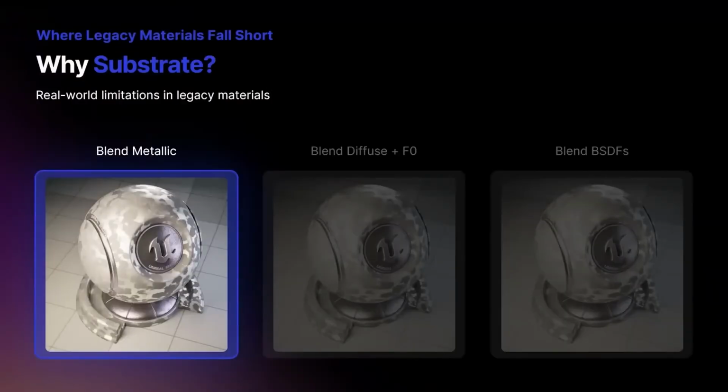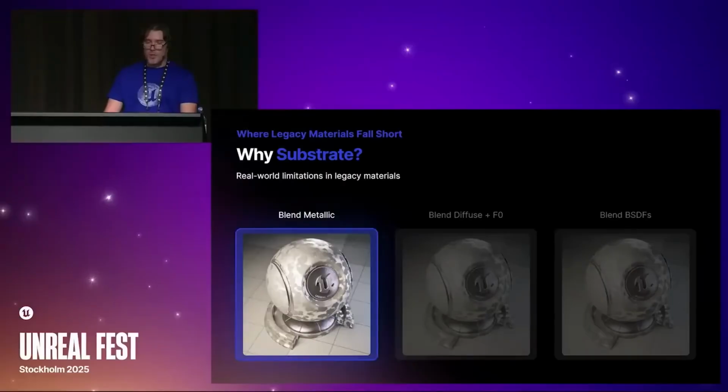So why have we been working on Substrate? Legacy materials in Unreal work really well. They've served us for years. But there are definitely some notable limitations that can make certain looks difficult or even impossible to author. Even in standard production workflows, things like stylized shading, semiconductors or gemstones, or dielectrics with complex light behavior, content teams often run into constraints that require sophisticated workarounds.